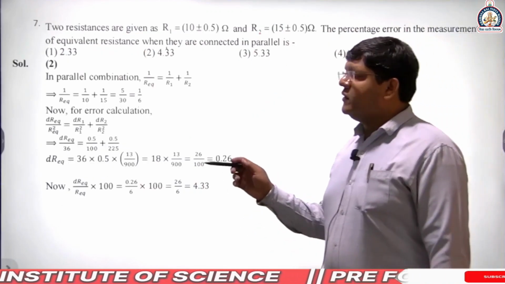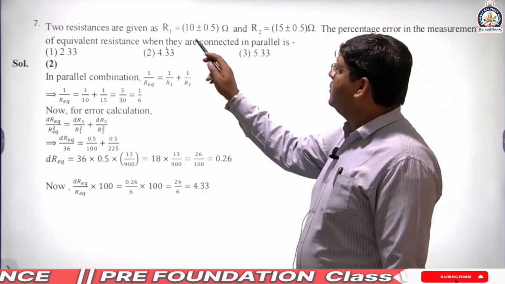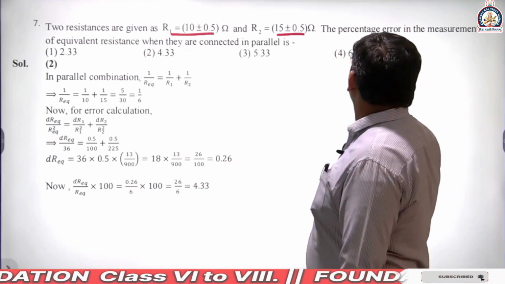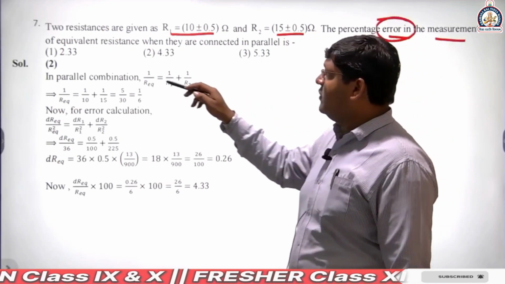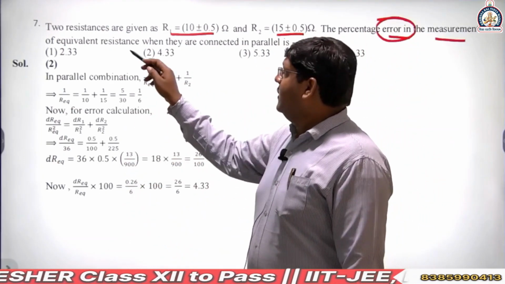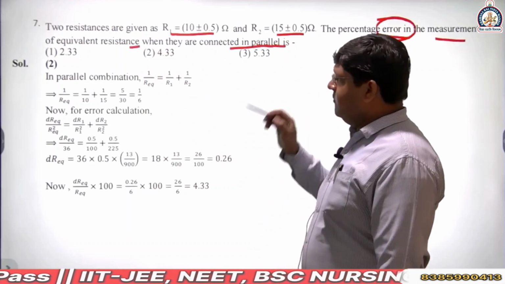Now, moving to the next question, this is from current electricity. Two resistances are there, R1 and R2, connected in parallel. We need the percentage error in the measurement of the equivalent resistance. This question is basically from the class 11th error topic.